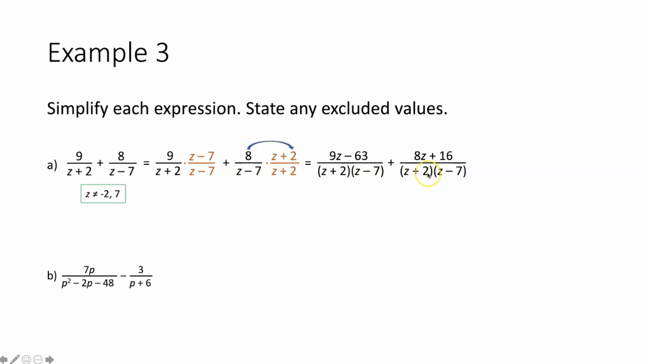Now, these have a common denominator, so I can move on to step 4, which is to add or subtract the numerators and put that all over our common denominator. So let's add these two numerators together. 9z plus 8z is going to give me 17z, and then negative 63 plus 16 is going to give me negative 47. Now, there's no way to factor that numerator anymore, so nothing's going to cancel out. We can just leave our answer like this. Again, make sure you boxed your excluded values at the beginning.